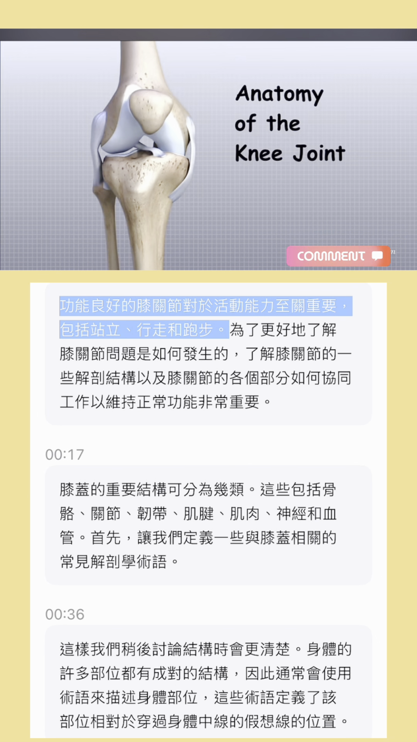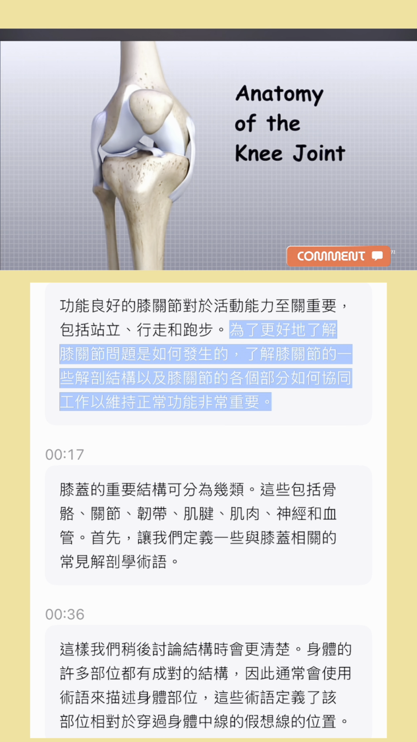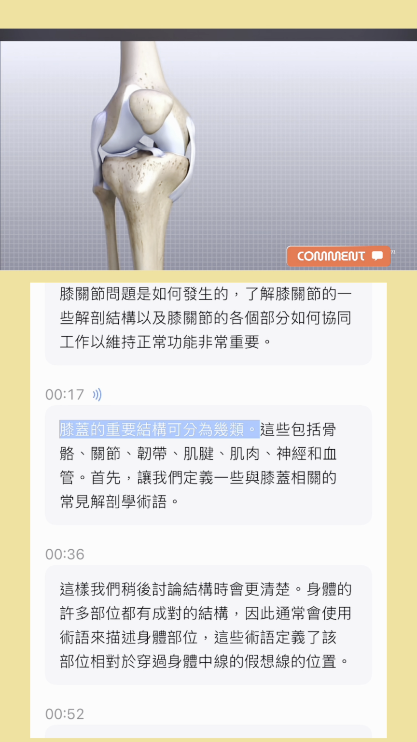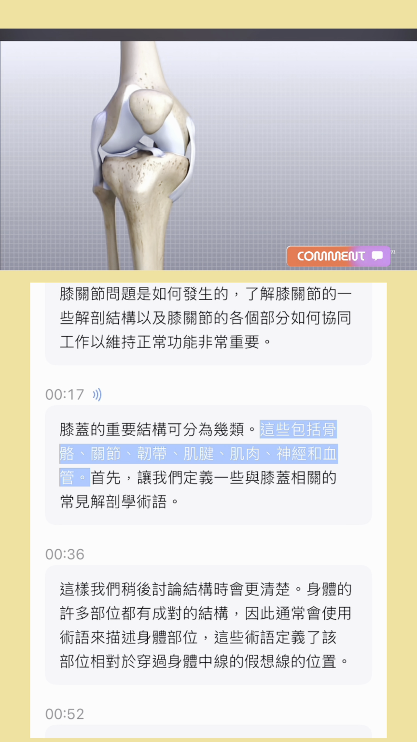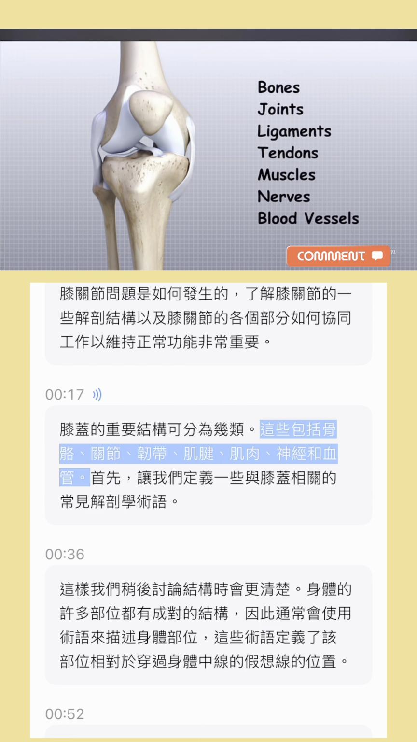Mobility, including standing, walking, and running. To better understand how knee problems occur, it is important to understand some of the anatomy of the knee joint and how the parts of the knee work together to maintain normal function. The important structures of the knee can be divided into several categories. These include bones, joints, ligaments, tendons, muscles, nerves, and blood vessels.